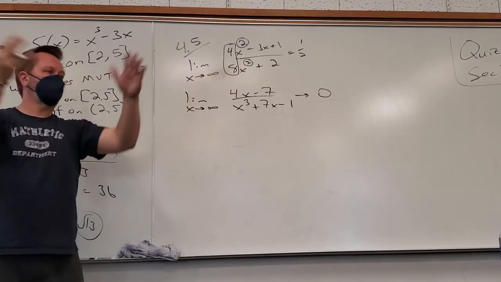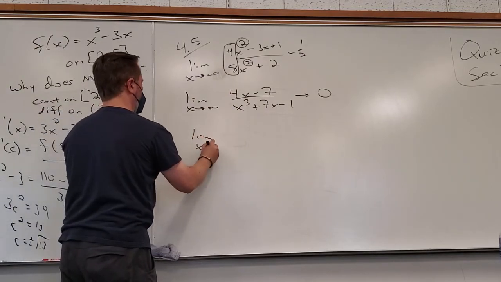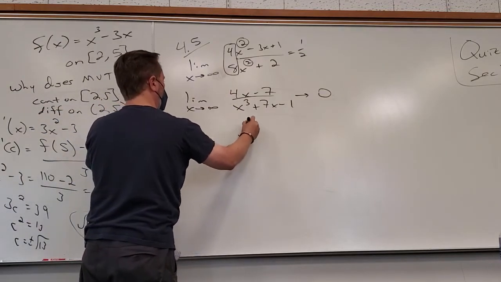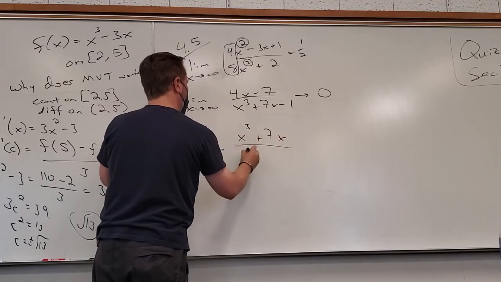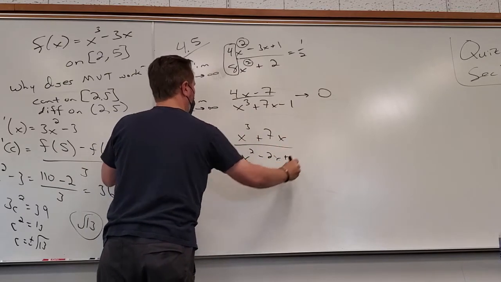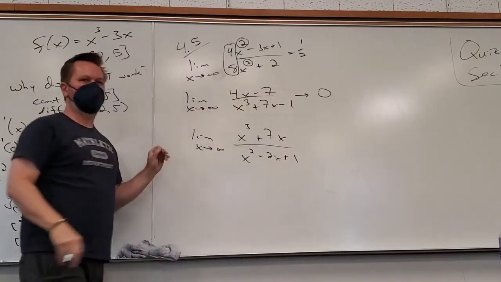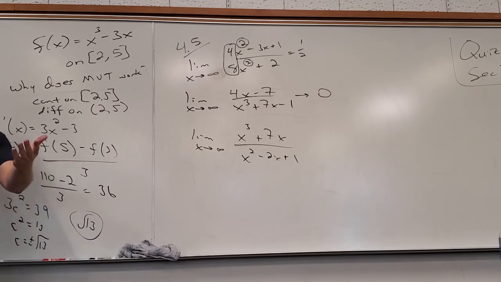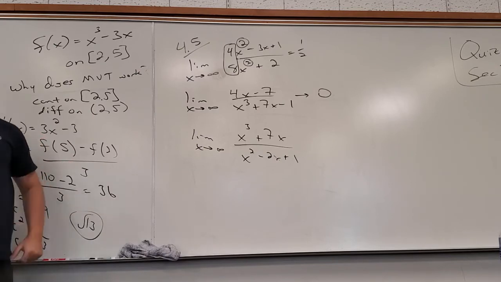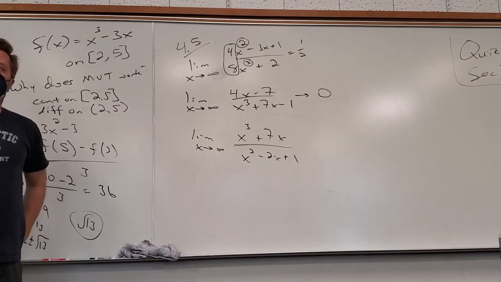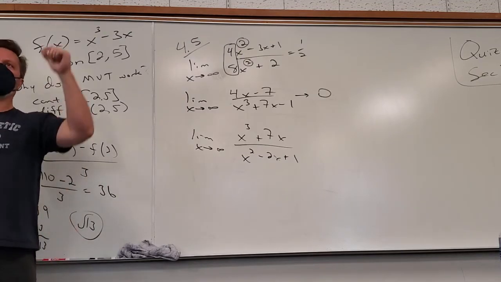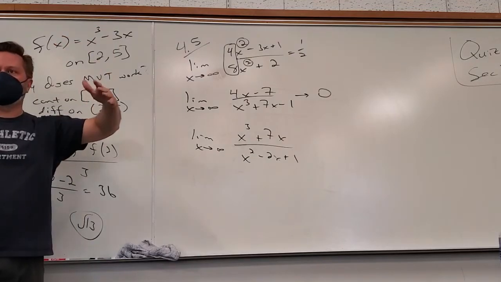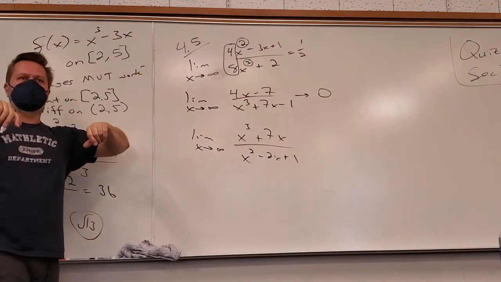And of course the only other possibility would be this, everybody's favorite. Top's growing faster, so the whole thing is going to go to infinity, but it's going to go in a certain way. Diagonally, right? Either an oblique asymptote or a slant asymptote. You guys remember how to find it?